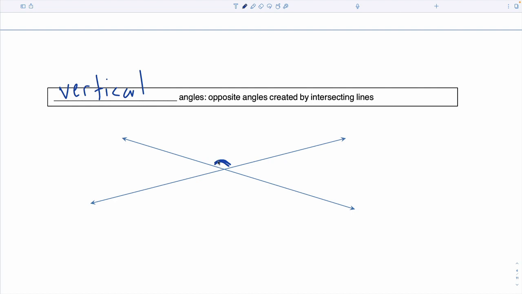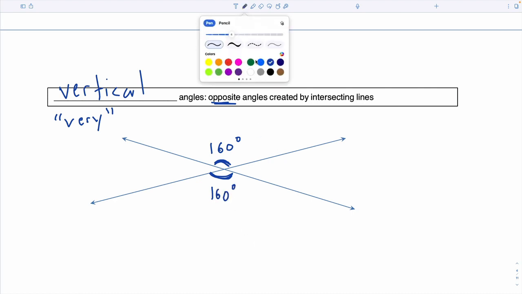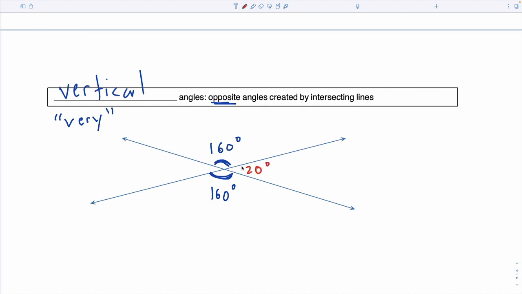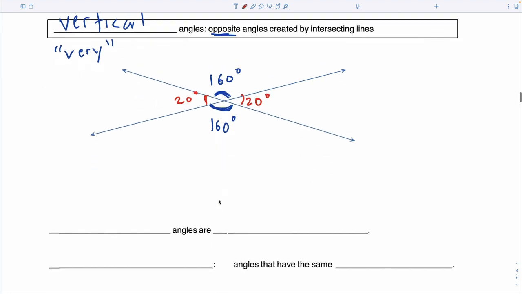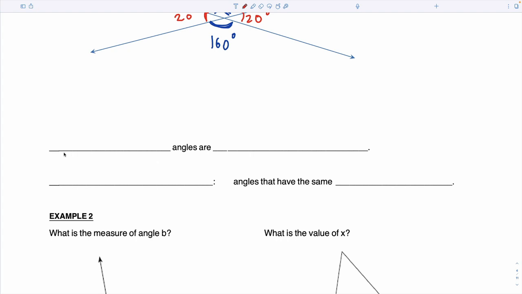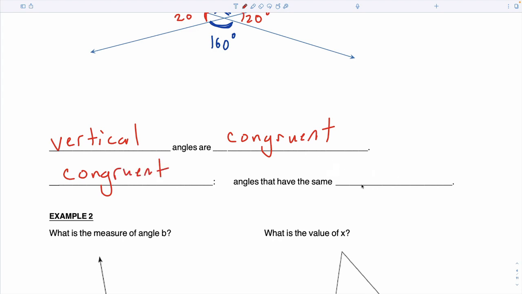If I look at this angle right here, the blue one, and I say it is 160 degrees, and I'm trying to find the opposite angle, I can go to this side over here. It's the exact same. I can put 160. If I know that on the right it is 20 degrees, what can I do on the left side that's opposite? Put 20. It's the same thing. Vertical angles are like twins. Vertical angles we're going to call congruent. Congruent is that fancy math term that just means the same. Congruent just means angles that have the same measure.